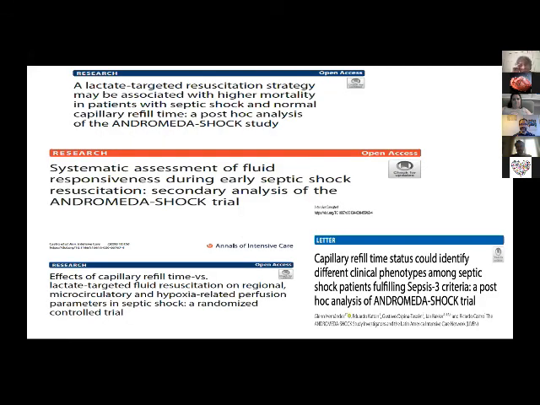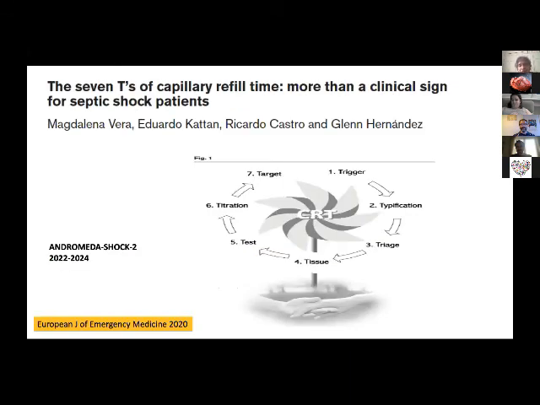A series of post hoc studies have tried to figure out the mechanism behind this, including this one. This is a physiological study where we demonstrated that normal capillary refill time after resuscitation is associated with normal microcirculation, normal hypoxia variables such as the ScvO2 ratio or lactate pyruvate, and normal regional blood flow. So capillary refill time, for this reason, has been incorporated in the last Surviving Sepsis Campaign guidelines, and will be the basis of our ongoing study, which we will start in March, a worldwide study with 20 countries, the Andromeda Shock 2 study, where we will compare a CRT-targeted and hemodynamic phenotype-guided resuscitation strategy compared to usual care as a way to further decrease mortality.